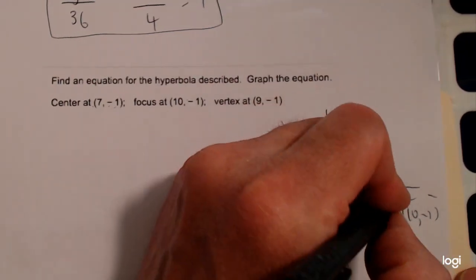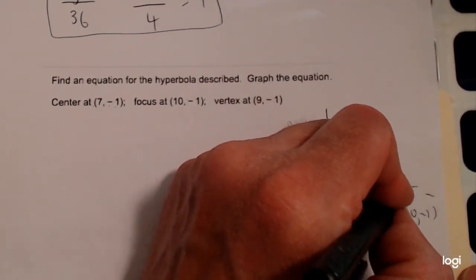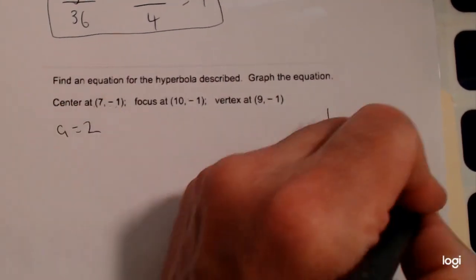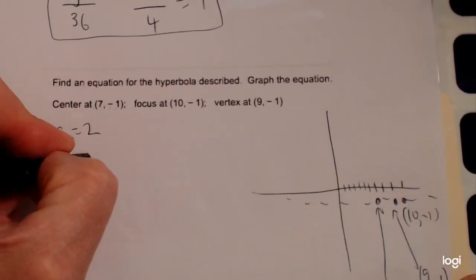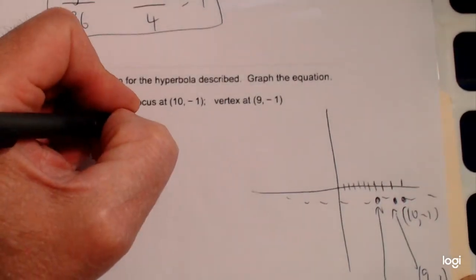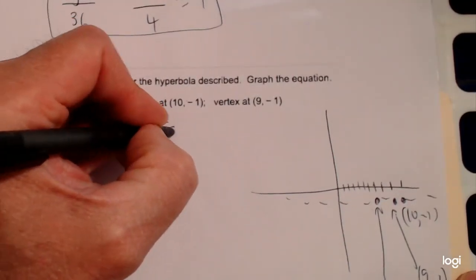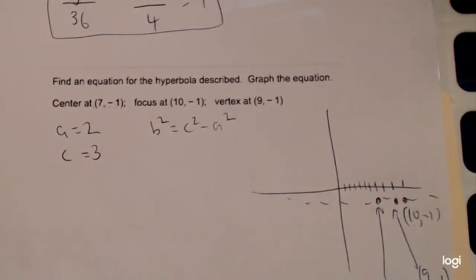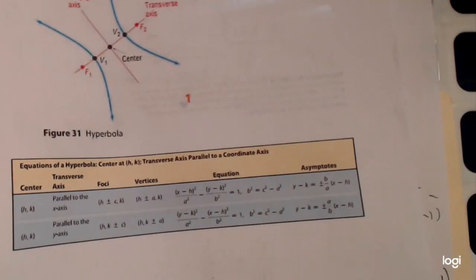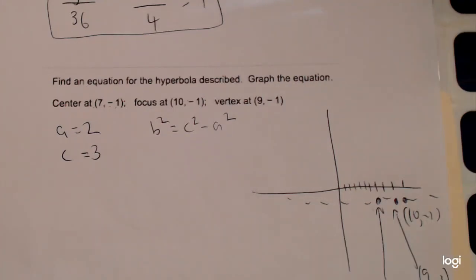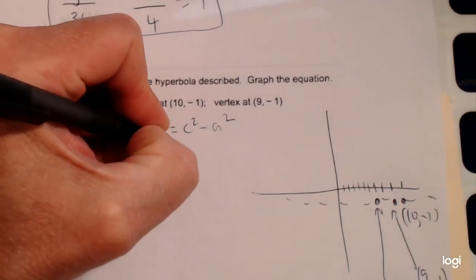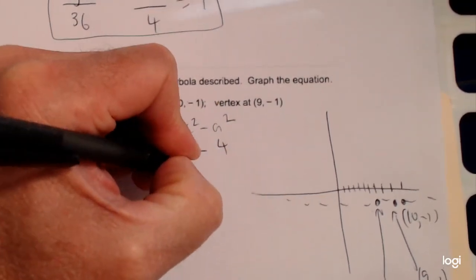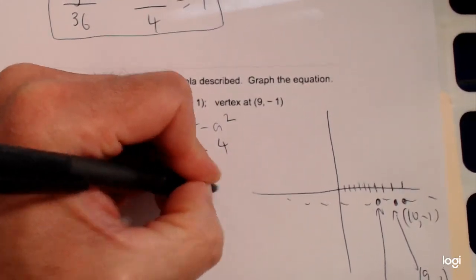So let's count, see how many a and b and c is. So count forward. So I go 2, a is 2, and then c is 3. Now I know that b squared equals c squared minus a squared. All right, so I got b squared equals 9 minus 4, so b squared equals 5, so b equals the square root of 5.